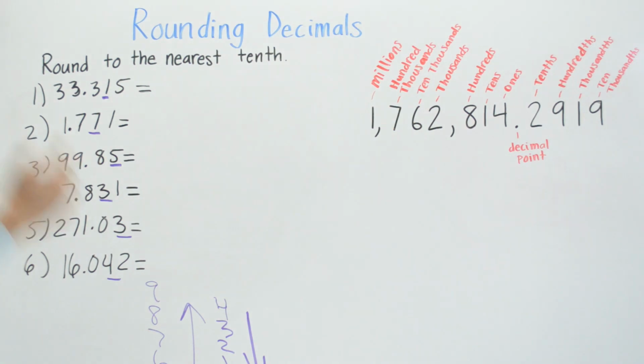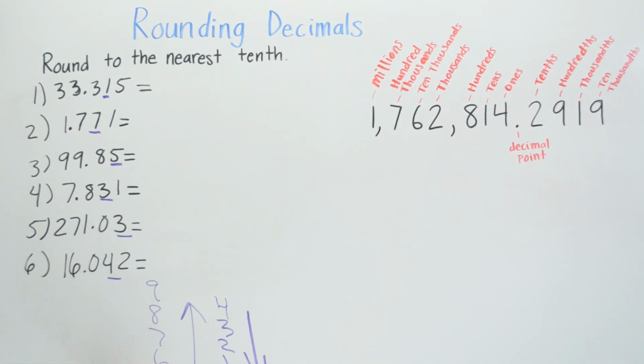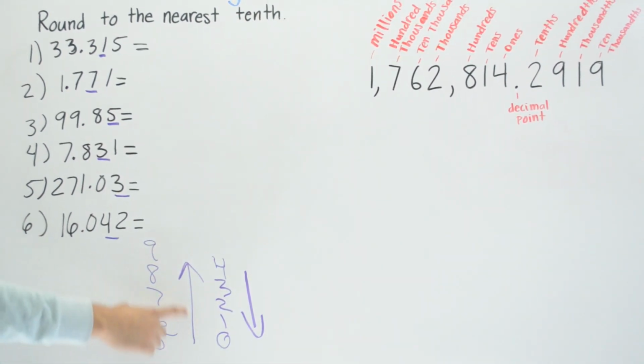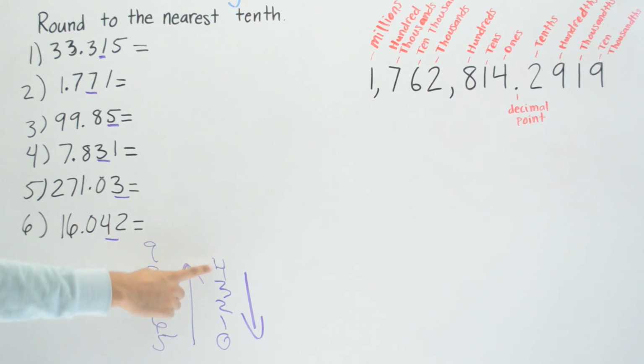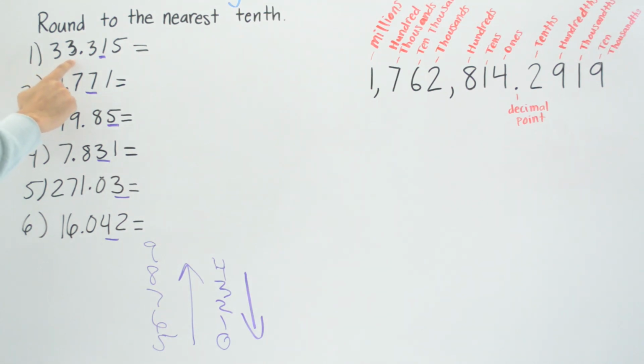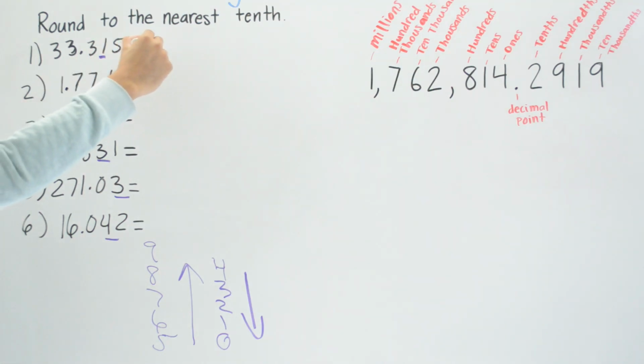Same thing, we look at the digit after it: 9, 8, 7, 6, 5, we're going to be rounding up. And 4, 3, 2, 1, 0, we're going to round down. So for the first one, we have 33.315, and we're looking at the 1. So when we look at that, we're rounding down.